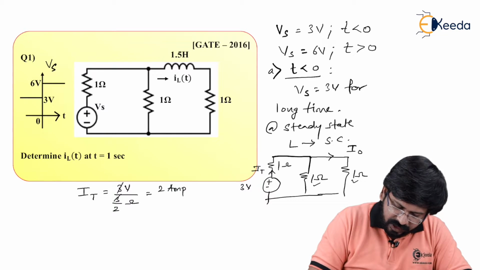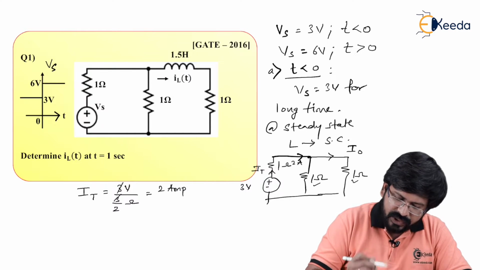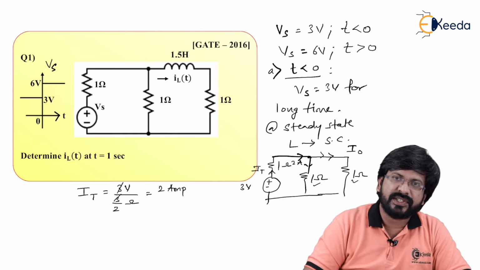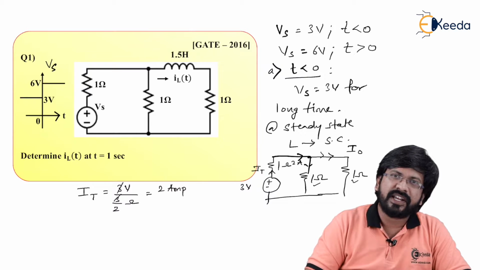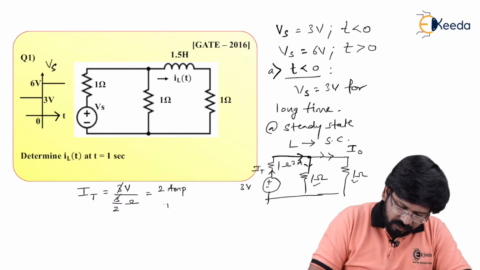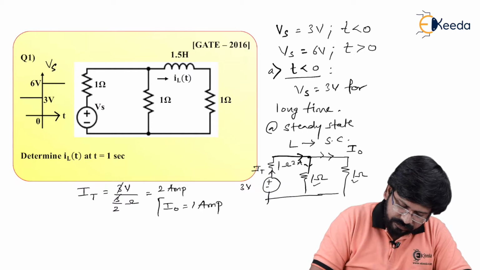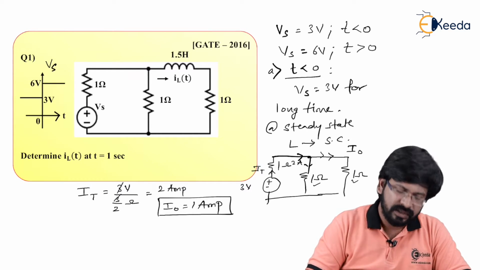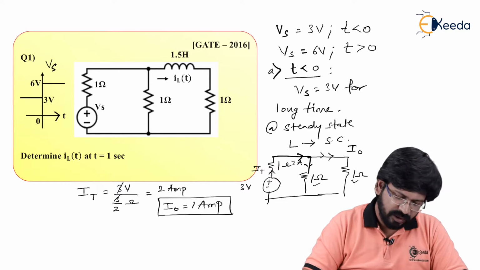Meaning that the current coming at this node is 2 ampere. As you can see, the current is getting divided into 2 resistances and fortunately these 2 resistances are equal. So current will get divided equally, meaning that this I0 becomes half of 2 ampere, which is nothing but 1 ampere. So please remember, our ultimate aim to come at t less than 0 interval is just to find an initial condition. So let's go ahead and solve the problem.